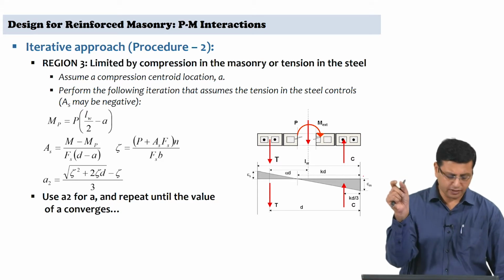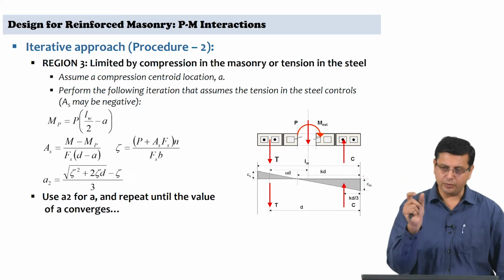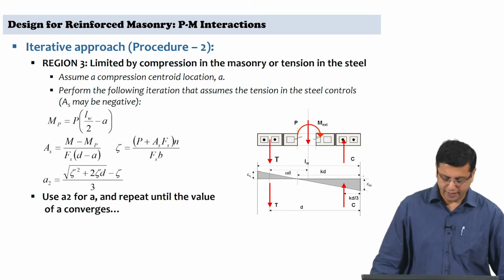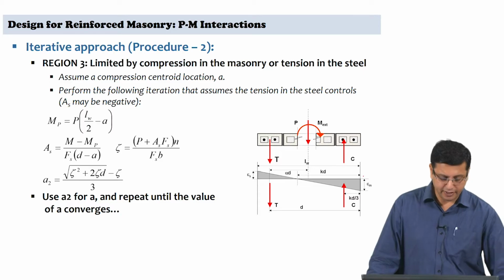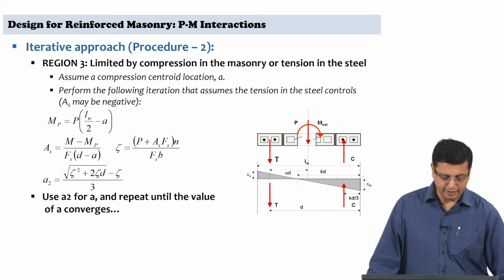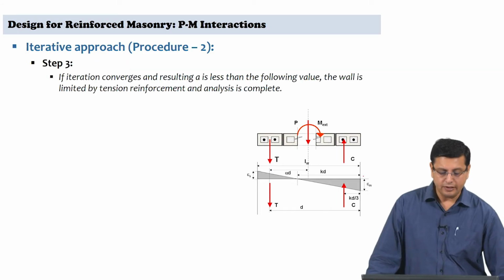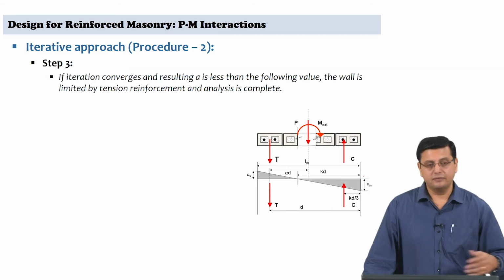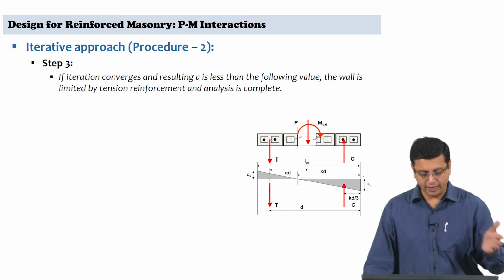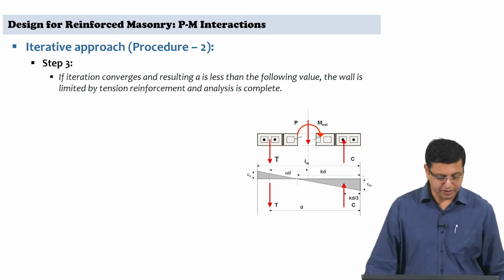You can keep reducing the difference between A2 and A that you are assuming in your calculations, and then it will converge quickly, and then you need to check whether the tension controlled criterion is correct or not. So, if the iteration converges, your value of A is correct, and therefore, you know what the neutral axis depth is, and your calculation is correct.